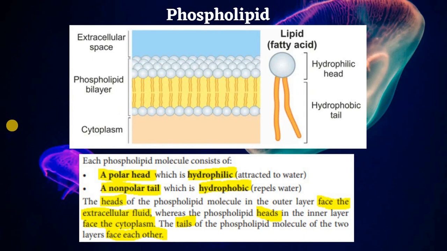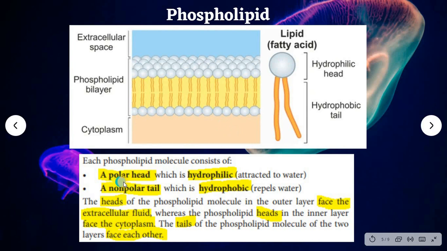So this is the structure of the phospholipid. This is the phospholipid bilayer, first layer and second layer. This side is the extracellular space, out of the cell, and this side is the cytoplasm, which is inside the cell. So this is the structure of the phospholipid. Phospholipid consists of what?